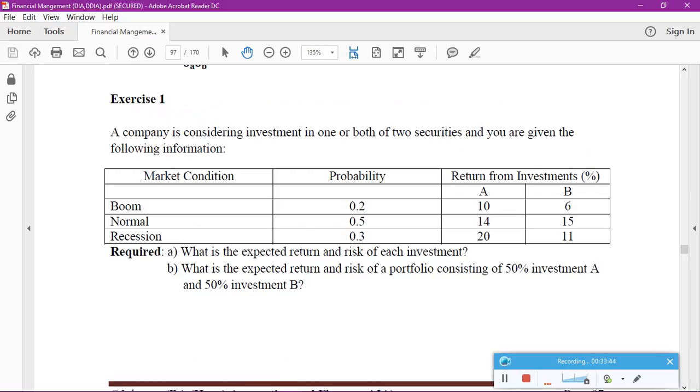Exercise number 1, part A. So we're going to calculate for project A first. So how do you start? I put it in short form here. MC means market condition.